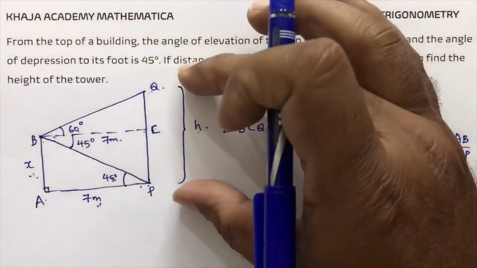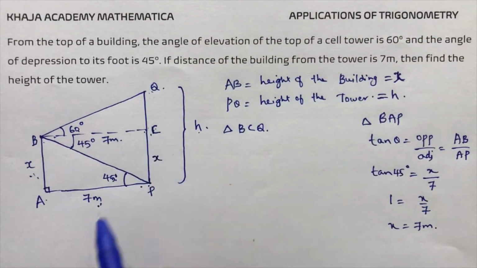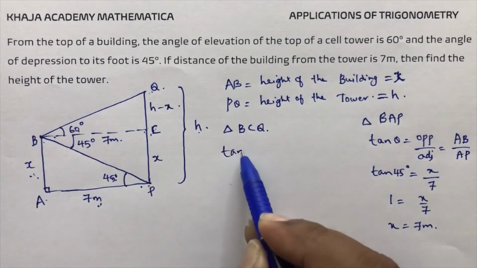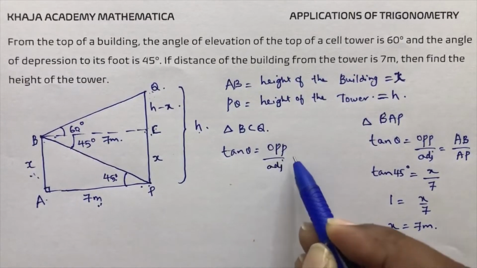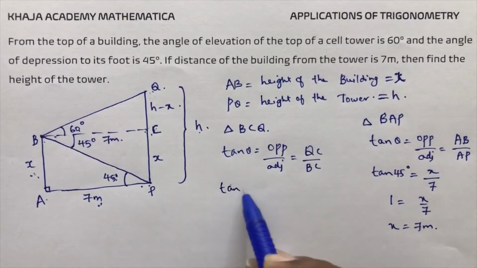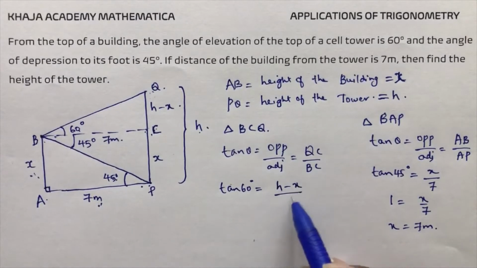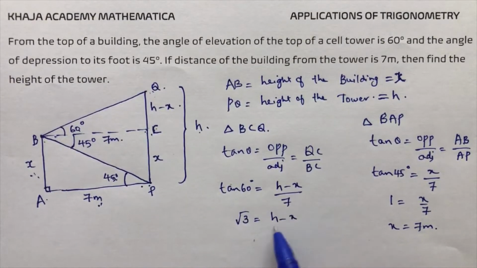Now total I took as h, in that CP will be x, so QC will be h minus x. So tan theta in this triangle BCQ is opposite by adjacent, opposite is QC, adjacent is BC. So tan 60 degrees equals h minus x by 7. Tan 60 is root 3. Root 3 equals h minus x by 7. Cross multiply: 7 root 3 equals h minus x.